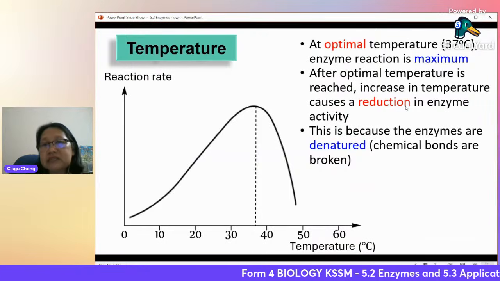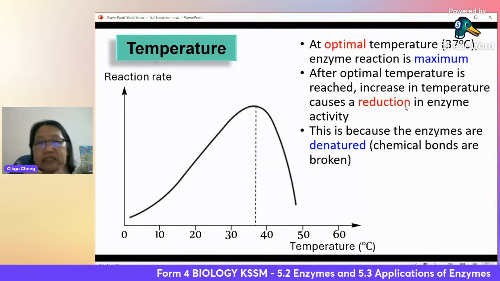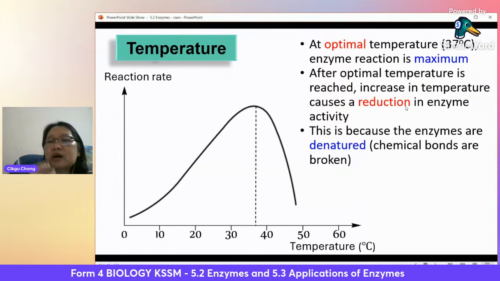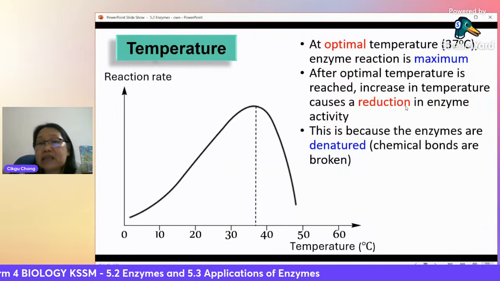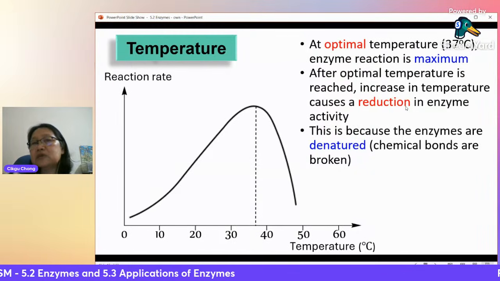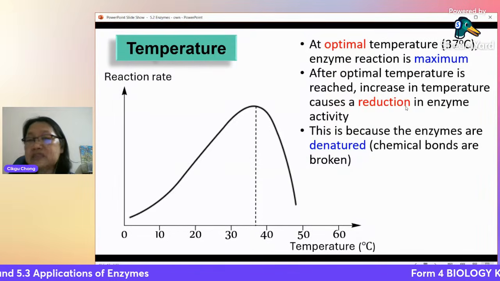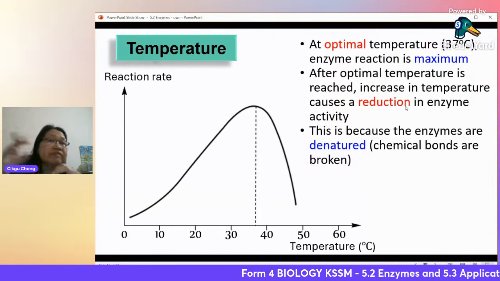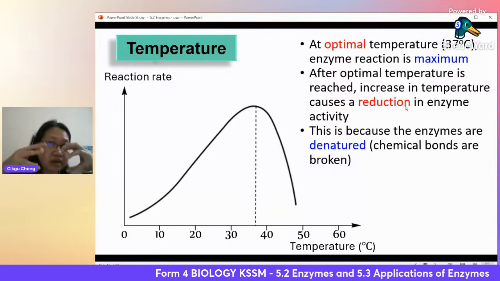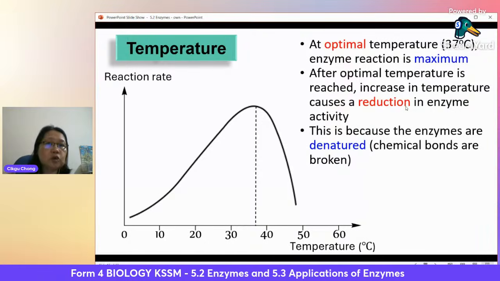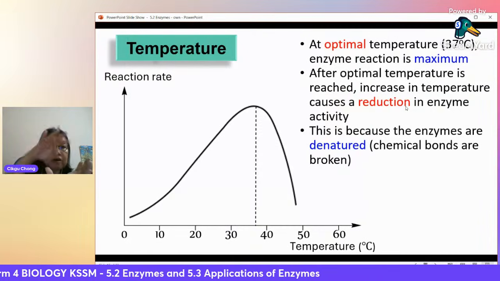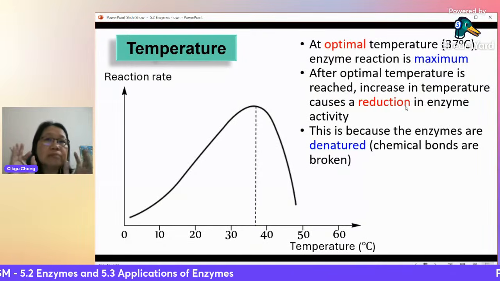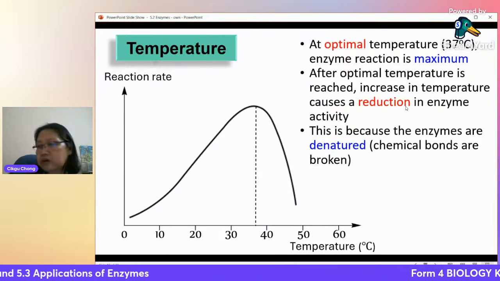Okay, now what is the reason? After 37, your enzymes don't work very well. The reason is because you have to say that the enzymes are denatured or they undergo denaturation. This is where the chemical bonds that hold the shape of the active site, or hold the shape of the enzyme, are broken. So once they are broken, the shape of your active site is no longer maintained. It opens up, just like your ball of yarn.